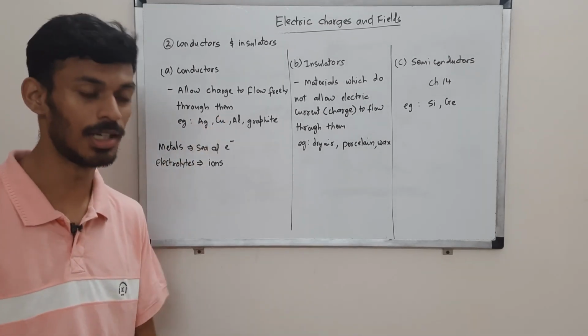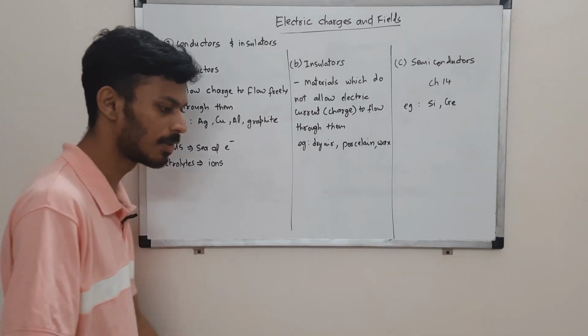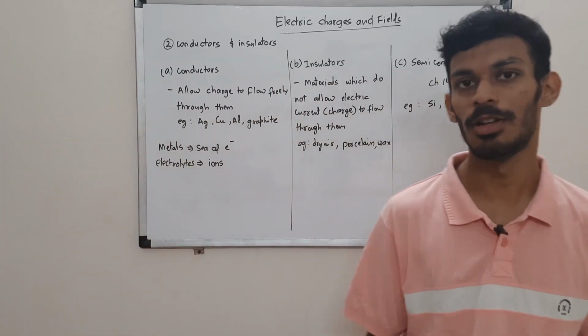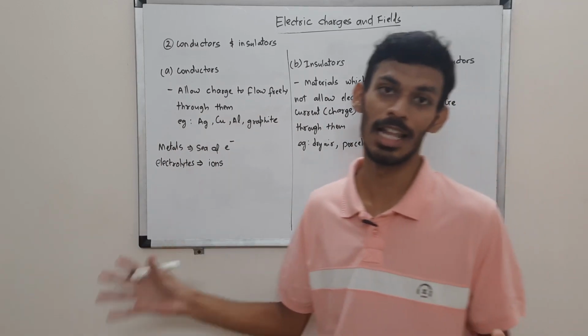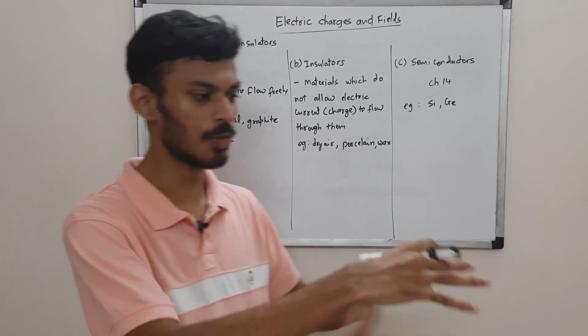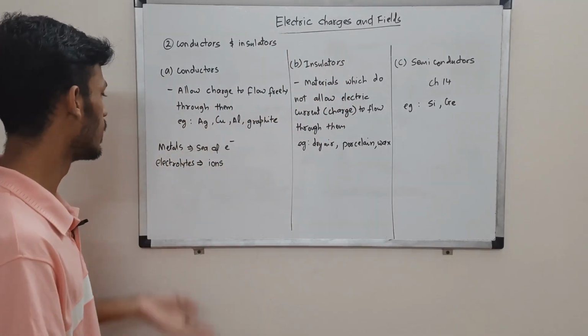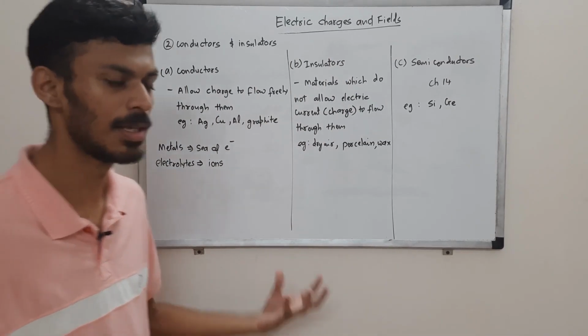Graphite is a non-metal, but it also conducts. Then why do metals conduct? Because of the concept you might know, the sea of electrons: the valence electrons of the metal are loosely bound and can move over the entire surface. So they contribute to the conductivity of the metal, and electrolytes conduct basically due to ions.